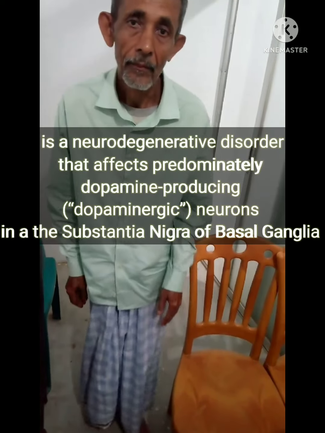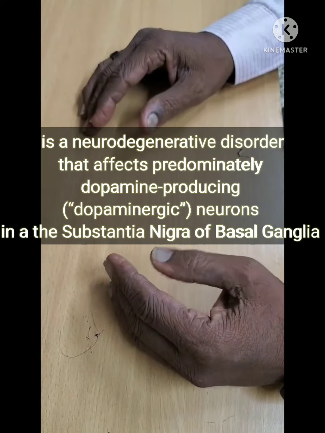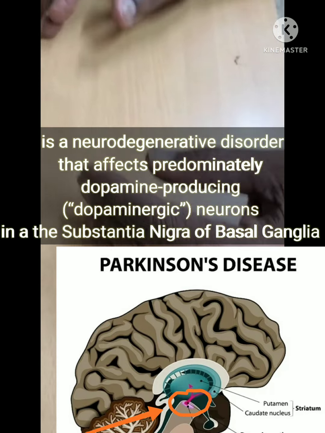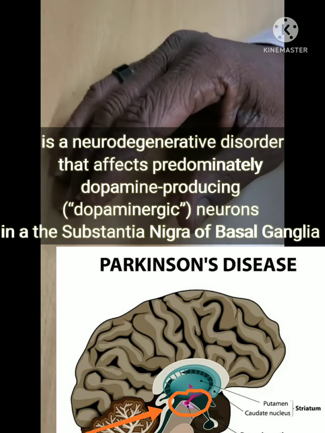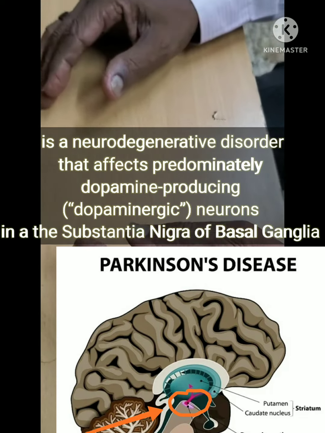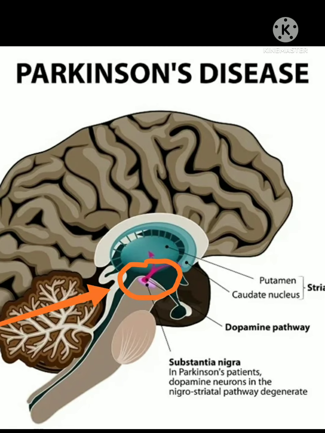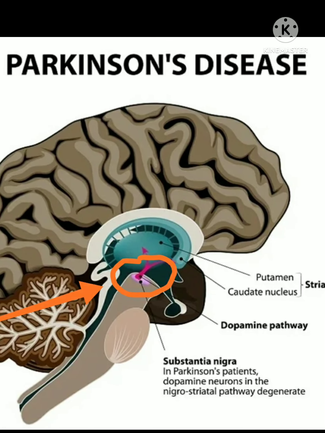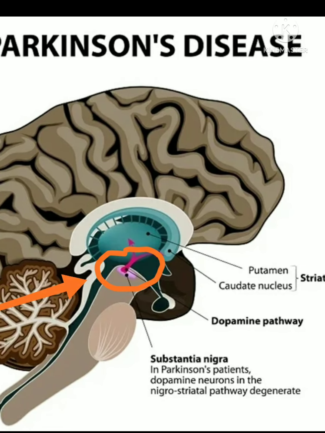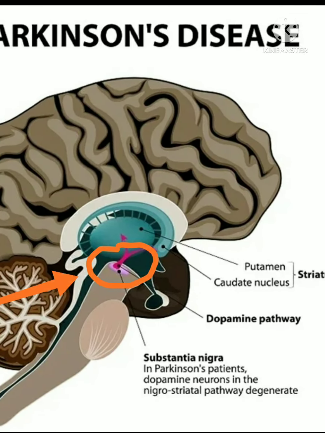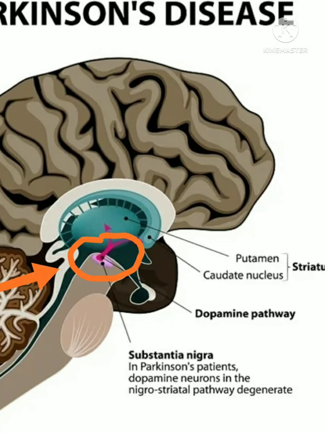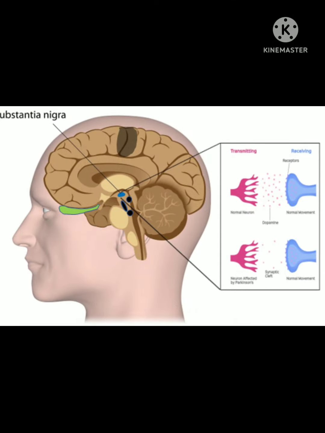So let us begin. Parkinson's disease is a neurodegenerative disorder that predominantly affects the dopamine-producing dopaminergic neurons in the substantia nigra of the basal ganglia. What is this actually? We can see here in this diagram the substantia nigra, and what is happening here is that there is degeneration of the dopaminergic neurons in the nigrostriatal pathway. So this basically gets degenerated.